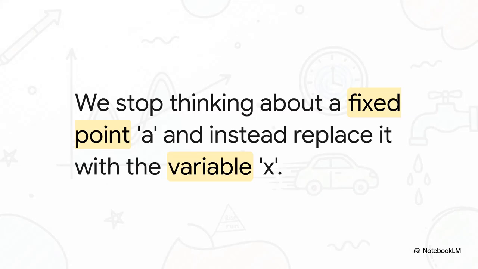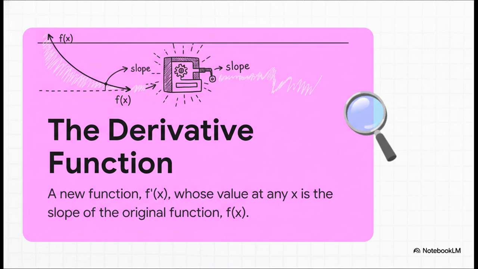And here it is. This is the breakthrough moment. What if we just stop thinking about a as a fixed point? What if we let it be a variable? We do this by simply swapping out that constant a for the variable x. And that one little change, it changes everything. It lets us ask about the slope not just at one point, but at any point we want. And just like that, we get the derivative function f prime of x.